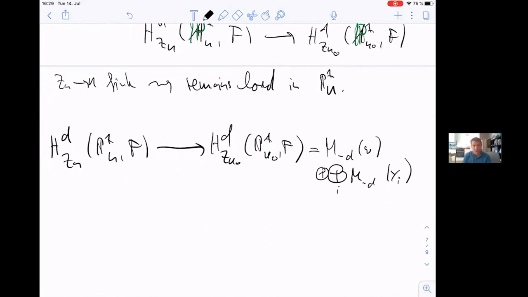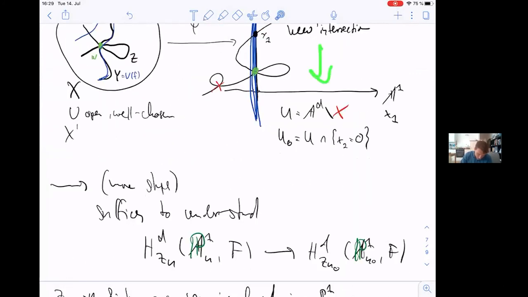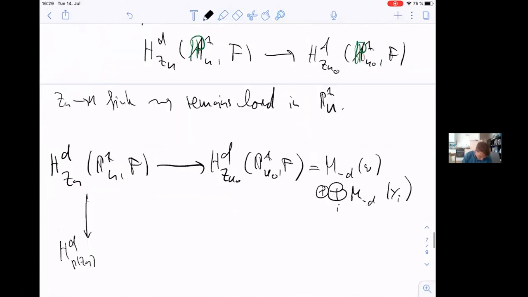And now is where the transfer comes. So there is a transfer map here. So let me write it. So it goes to HDP of ZU, by which I mean just the image under the projection in this direction, U with coefficients in F minus one.